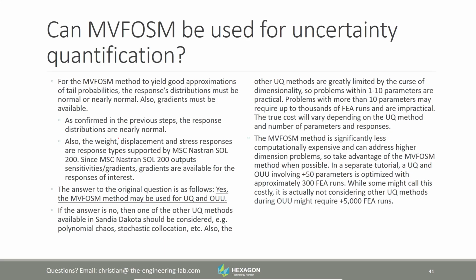So here are the two requirements for the MVFOSM method. Number one, are the responses normal? And the answer was yes, the responses are nearly normal as we saw from the histograms. Number two, do we have gradients available for the responses? We are using SOL 101 or linear statics analysis for mass, stresses, and displacement responses. Nastran SOL 200 can output the gradients, fortunately. So since the MVFOSM method requires gradients, we can provide gradients for the responses.